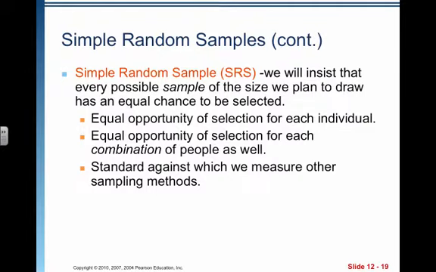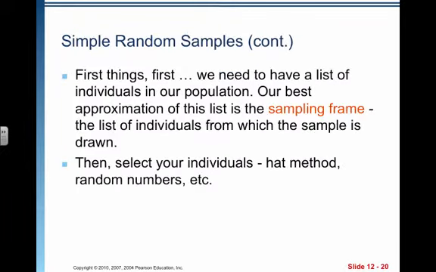We can write names on pieces of paper, put them in a hat, mix it up, draw them out. We can use a random number generator to do our selection for us. But chance is involved in the selection process. So first things first, we need to have a list of individuals in our population. Our best approximation of this list of all individuals of the population is the sampling frame. And that's the list from which the sample is drawn.